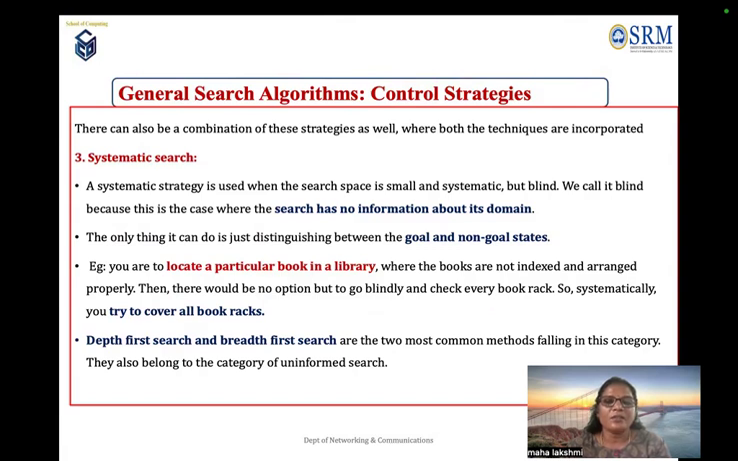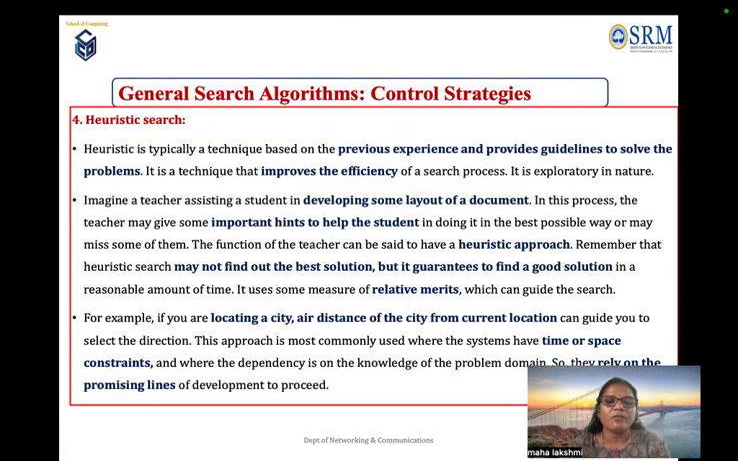Systematic search is used when the search space is small, and it is systematic but blind. We call it blind because the search has no information about its domain. The only thing it can do is distinguish between goal and non-goal states. For example, you have to locate a particular book in a library where the books are not indexed and arranged properly. Then there would be no option but to blindly check every book rack, systematically trying to cover all book racks. Depth first search and breadth first search are the two most common methods in this category. They also belong to the category of uninformed search.